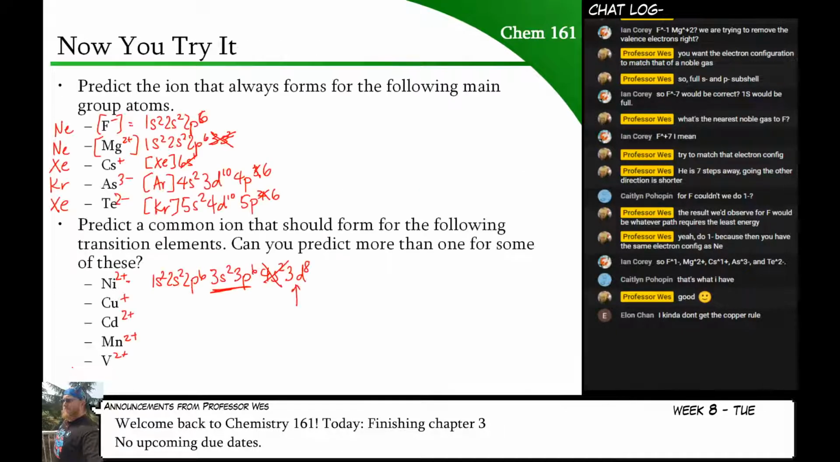Sorry, just checking the chat. You don't get the copper rule. So the copper rule is an exception.